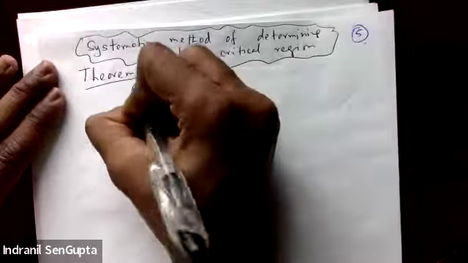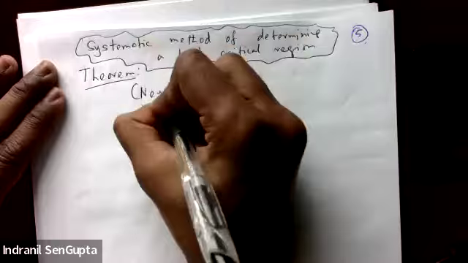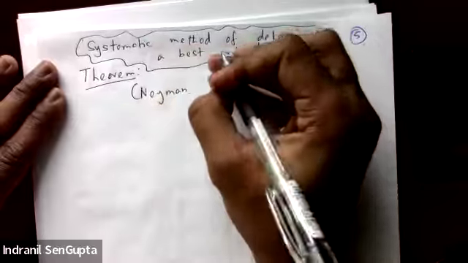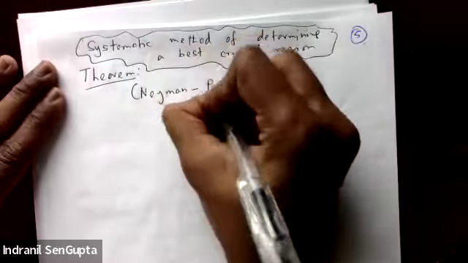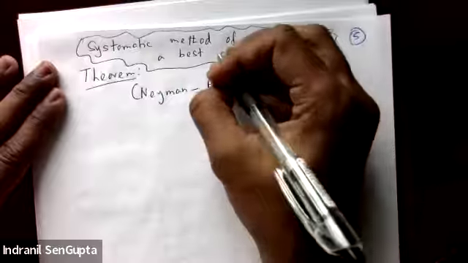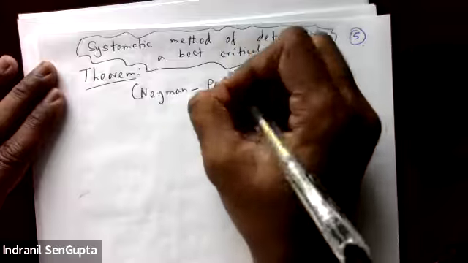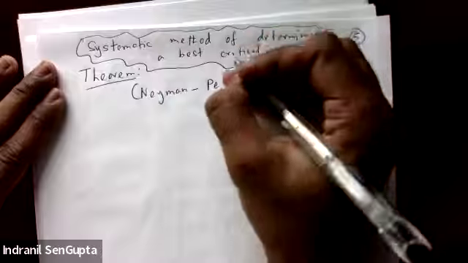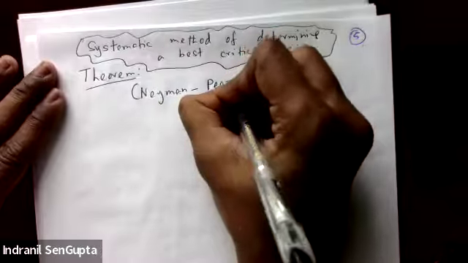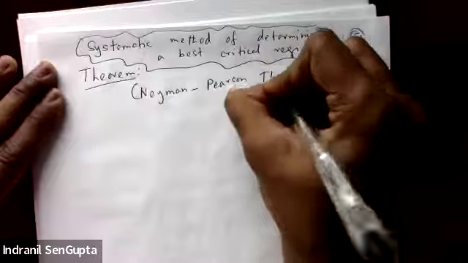This is a beautiful theorem, and I also encourage you to read the proof from the book. I will not do the proof. The proof is very easy, and it's very simple, and you should be able to follow it. So it's the Neyman-Pearson theorem.